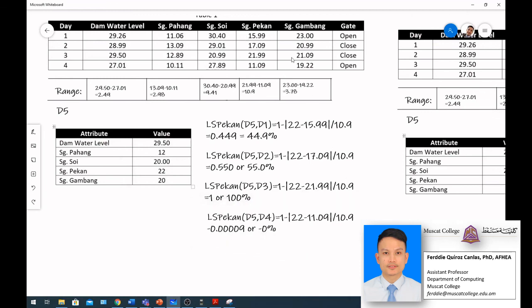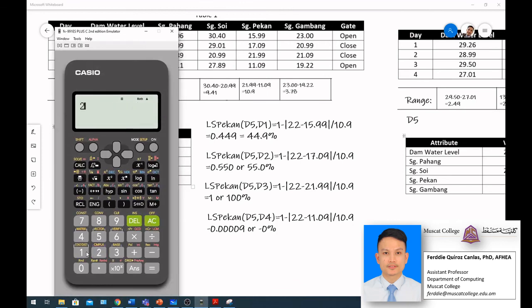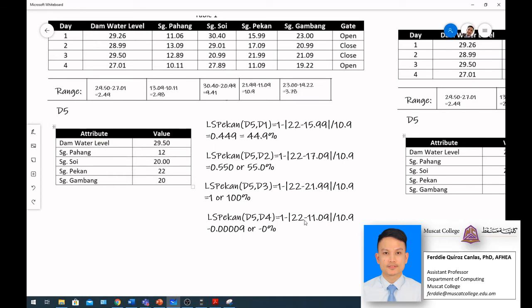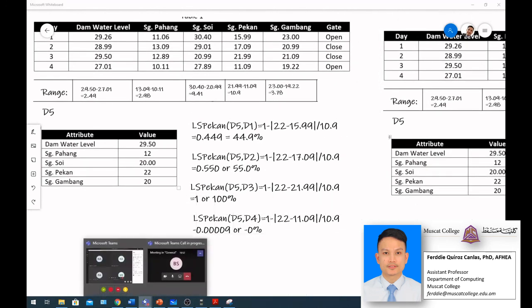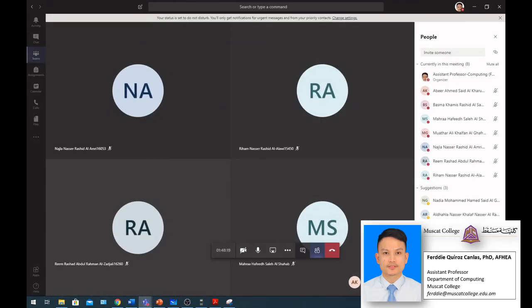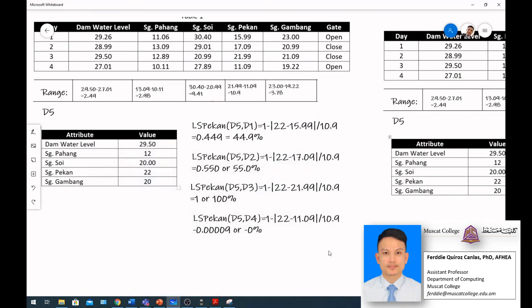So this is for Pecan. 21.99 minus 11.09, we will get 10.9. Yeah, correct. Is this correct? I'm not sure this is correct. 21.99 minus 11.09, you will get 10.9. Yes, it's correct, 10.9. So this is correct, the last calculation. Everybody is correct. Is this correct, everybody? Riham, could you please try to calculate if this value here is the same with you?